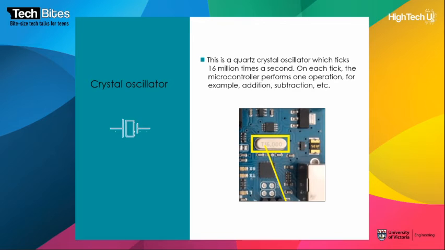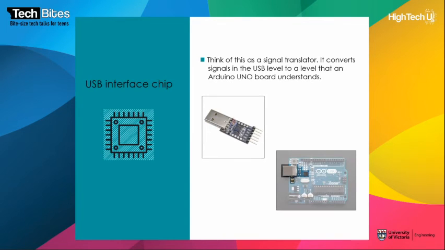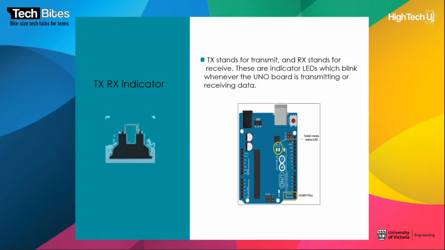Now we'll look at the USB interface chip. Think of this as a signal translator. It converts signals at the USB level to a level that the Arduino Uno board understands. The last one is the TX RX indicator. TX stands for transmitter and RX stands for receiver. These are indicator LEDs which blink whenever the Uno board is transmitting or receiving data.